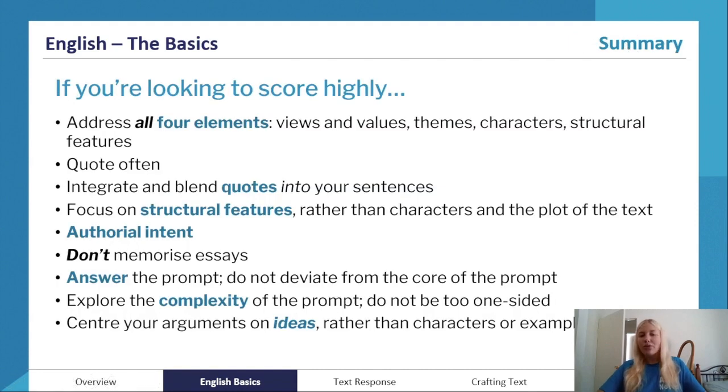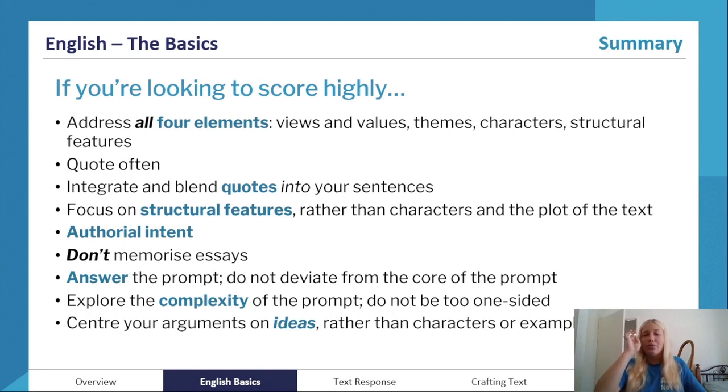Okay. So overall, if you're looking to score highly in this subject, you need to be addressing all four elements of a text in all of your writing: views and values, themes, characters, and structural features. You need to be quoting often, be confident in how you incorporate quotes, and this is a skill that you need to have. Having really nice quote integration, being able to combine quotes and analyze as one to get more evidence in your essay without having to write heaps and heaps of words. So practice quote integration and blending.